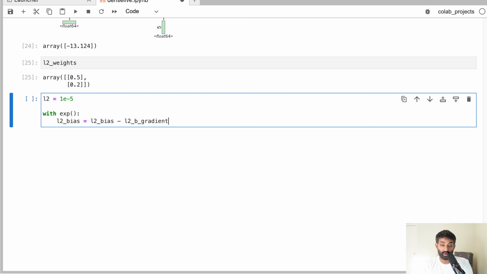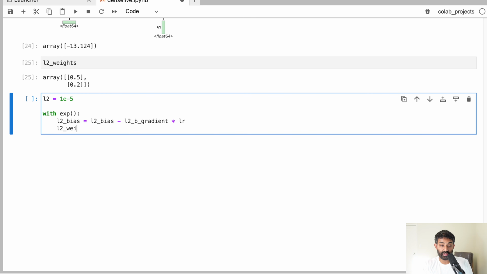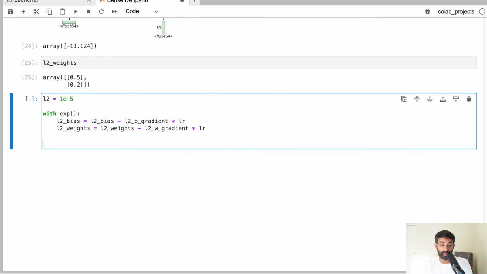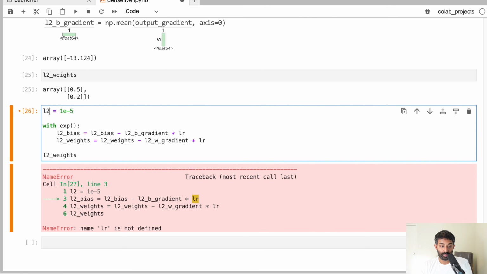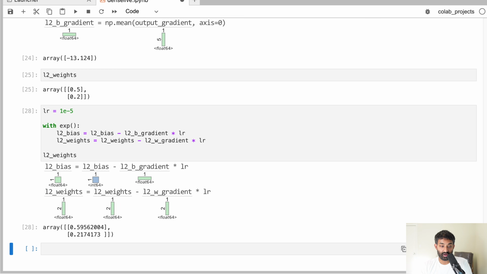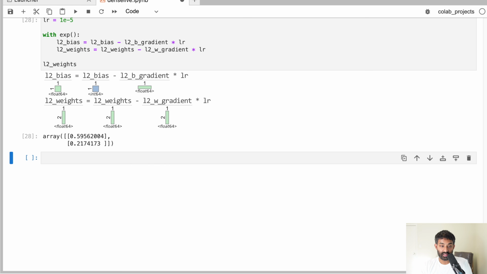which is just our L2b gradient times the learning rate. And we can update our L2 weights, which are just our L2 weights minus our L2 weight gradient times our learning rate. And when we're done, we can take a look at our layer 2 weights. Okay, I had a small typo there. I typed L2 instead of LR. So now we can see both of the updates. So our gradients are the same shape and size as our parameters. So these updates can work properly.